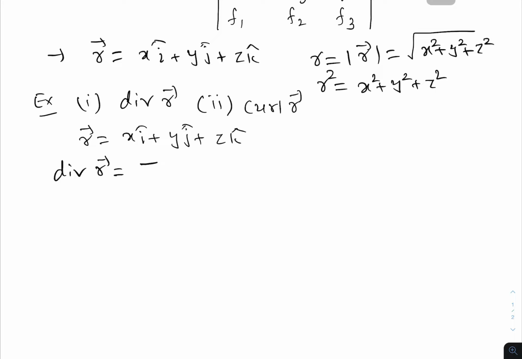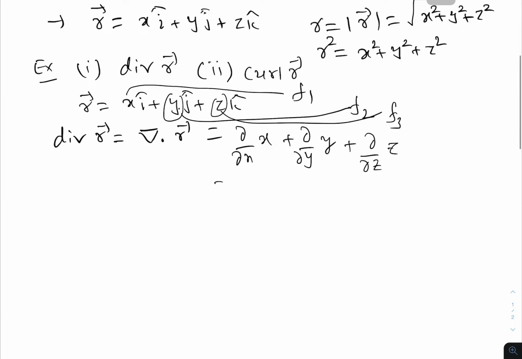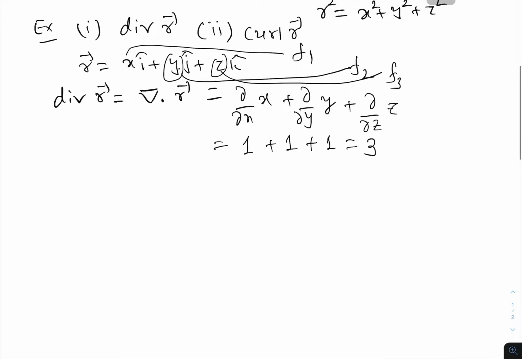Divergence of r, so that is del dot r. So x is our f1, y is f2, z is f3. So del by del x of this f1 is x, plus del by del y of f2, say y, and del by del z of f3, z. So del by del x of x is 1, 1, 1, so 3. So divergence of position vector r is 3.